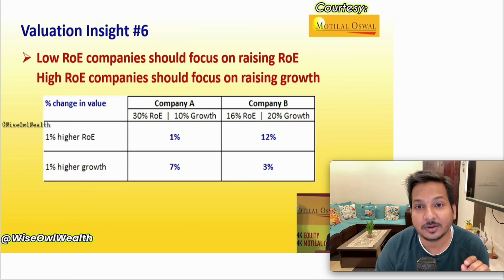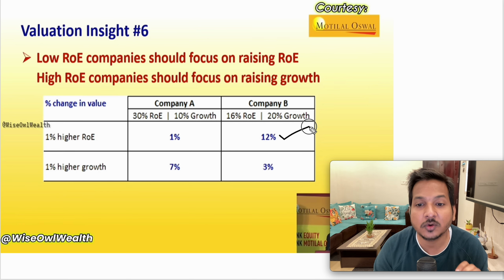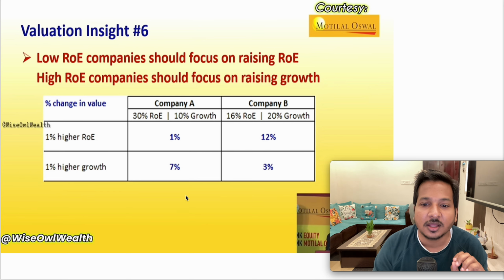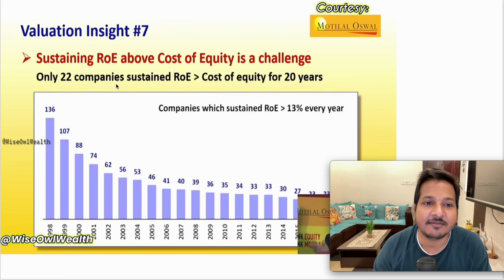If you have the stock or you are going to buy the stock, and the ROE is lower for the company, you should see whether ROE is increasing, because a 1% increase in ROE will gain value growth of 12%. If value is increasing, your stock price will also increase. Okay, this was the exercise. If growth is increasing, that will not gain much. If growth increases by 1% for such companies which already have high growth, it will add only 3% in value.